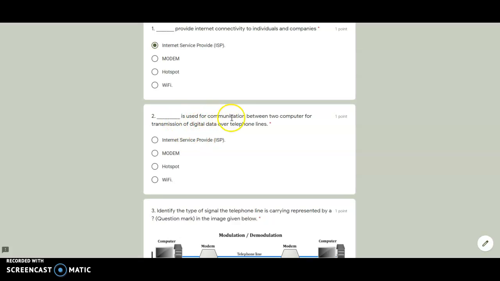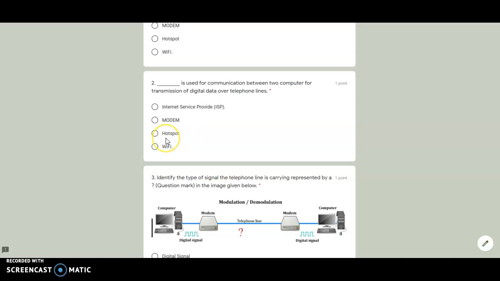Now, Dash is used for communication between two computers for transmission of digital data over telephone line. Okay, so now internet service provider provides internet. But transmission of digital data, hotspot can't do it because hotspot is also a type of internet that we use. Wi-Fi is also a type of internet that we use. Now, for the transmission of digital data over telephone line, we use modem.